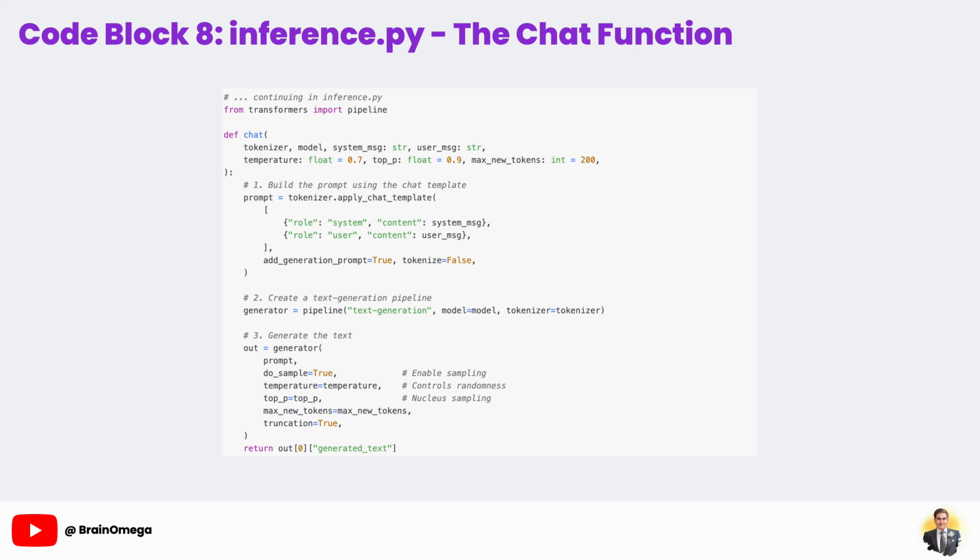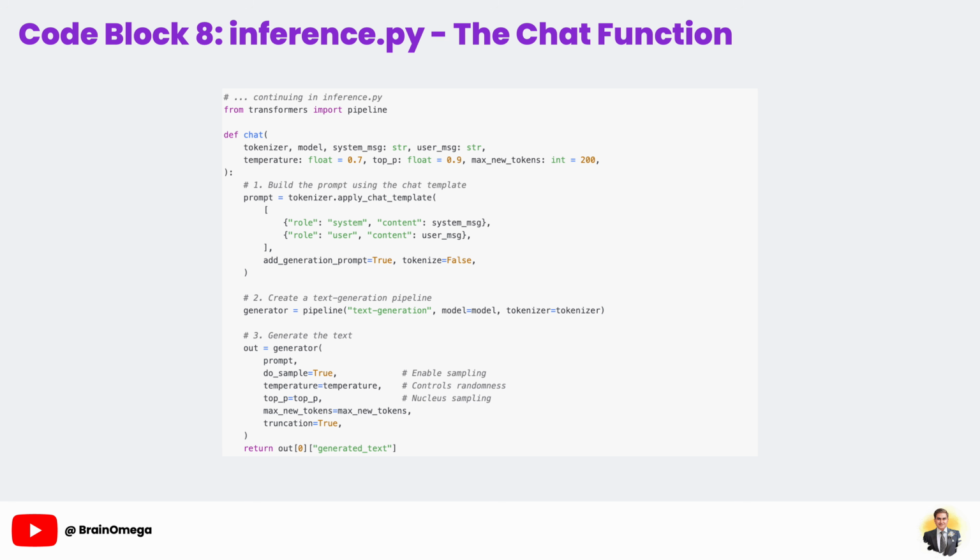With our model loaded, the chat function handles the process of generating a single response. First, just like in our data processing step, we use tokenizer.apply_chat_template to format our system message and user message into a single, correctly formatted prompt string. Next, we use a very convenient high-level tool from the Transformers library, the pipeline. A pipeline abstracts away a lot of the manual tokenization and decoding steps. We create a text generation pipeline and give it our fine-tuned model and tokenizer.